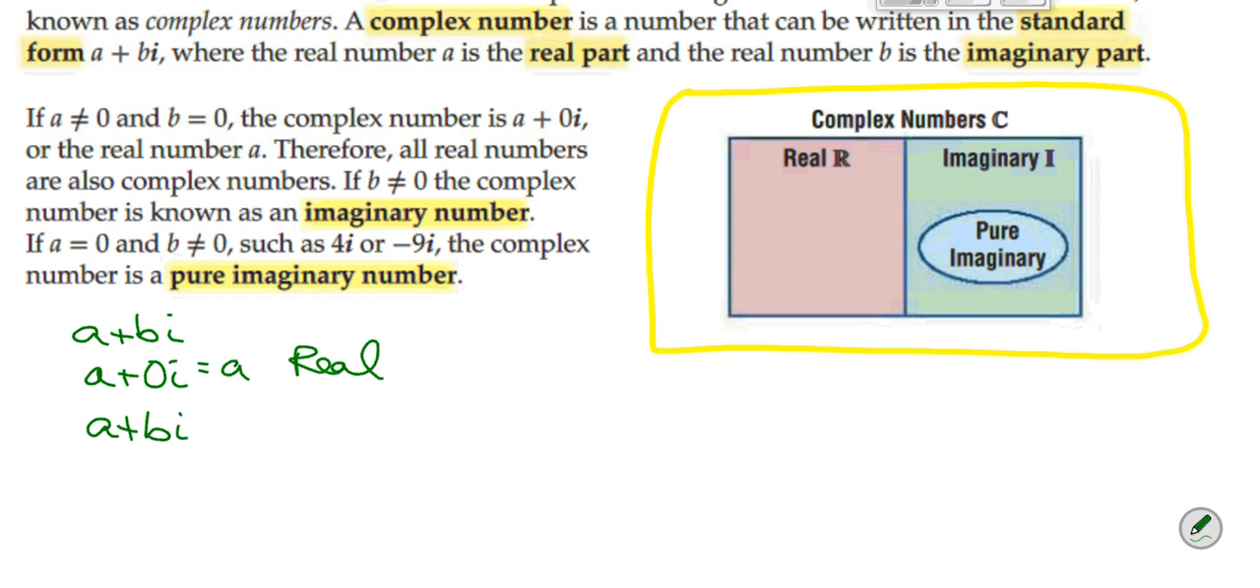And then if I have A plus BI, where it just kind of stays that way, that's an imaginary number. And then if I have A plus BI where A is 0, so I just end up with the BI part, I'll go 0 plus BI, which is BI. That is called a pure imaginary number.